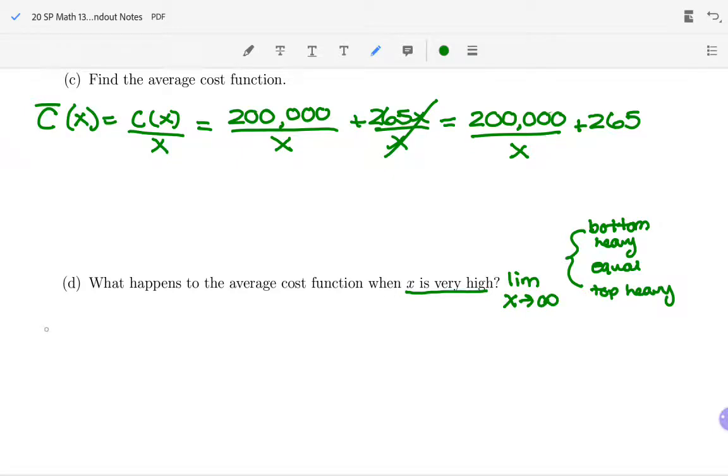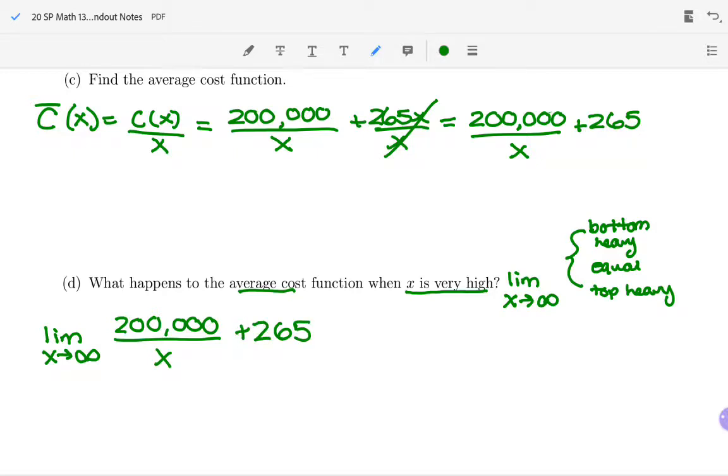So doing that with this function, we're going to take the limit as x goes to positive infinity because we want to figure out what's happening when x is very high. What happens when production goes up super high? We saw what happened when we increased from 200 to 400, but in general, what's happening to the average cost if x is getting as high as possible? So we're going to take it of the average cost function, which we just found above. It was 200,000 over x plus 265.